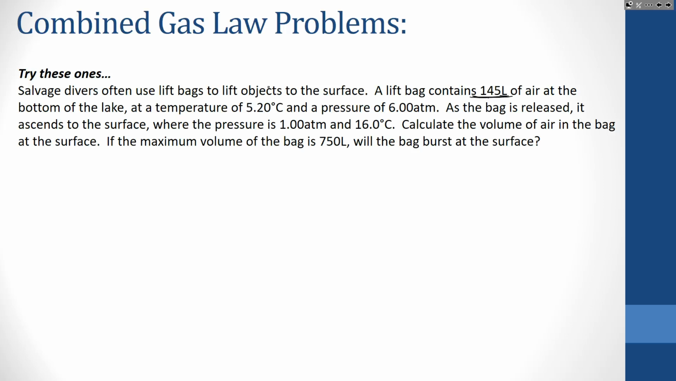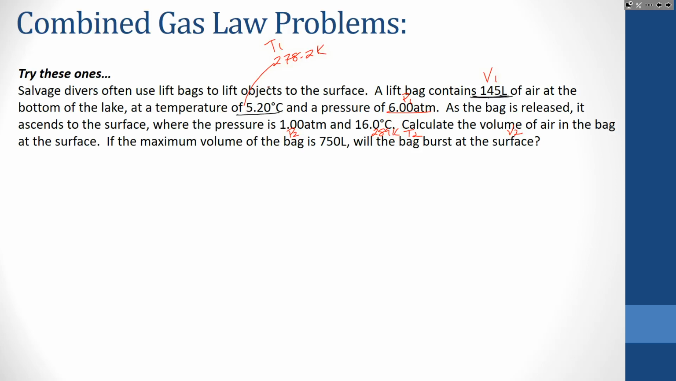At the bottom of the lake, it has 145 liters at a temperature of 5.2 degrees Celsius, which I'm going to write in here as 278.2 kelvins. And the pressure is 6 atm. So this is V1, this is T1, and this is P1. As the bag comes to the surface, the pressure is only 1 atmosphere, so that's P2. The temperature is 16 Celsius, so that ends up being 289 Kelvin, so this is T2. And we want to find out how big this bag is going to become as it surfaces, because the pressure is dropping and the temperature is rising as it comes up to the surface.